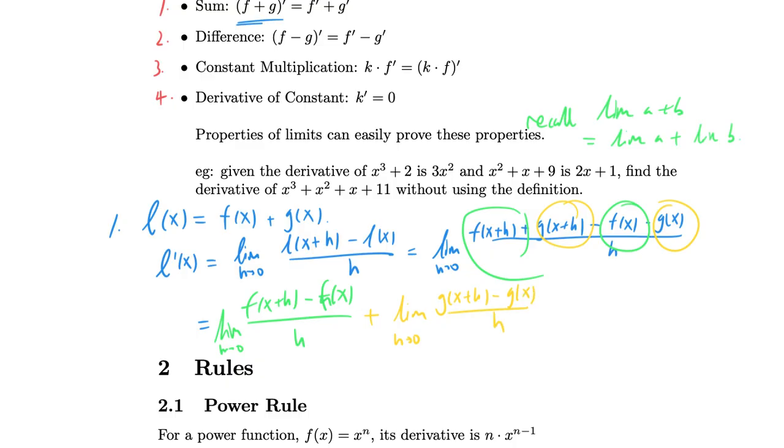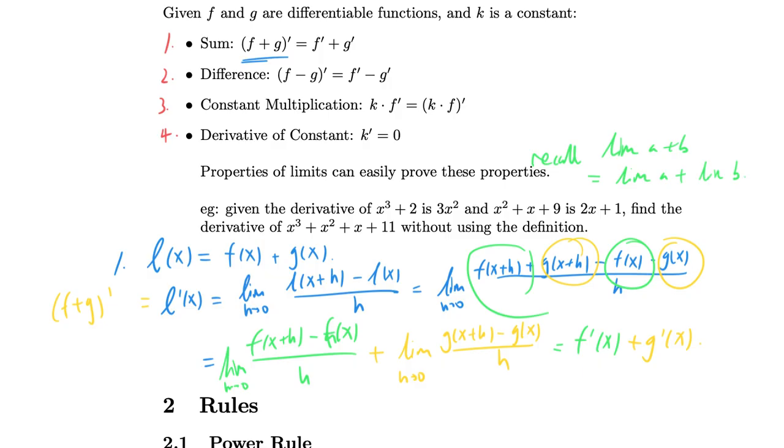So then this green part here is just simply f prime of x as per its definition. And this yellow part would become g prime of x. So through this long chain here, we have that L prime of x, which is just f plus g prime, is equal to f prime of x plus g prime of x, right? So basically, if you know the derivatives of f and g, then you can find the derivative of their sum, right?